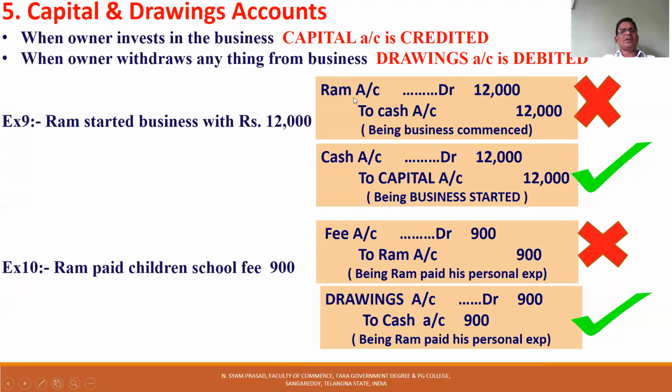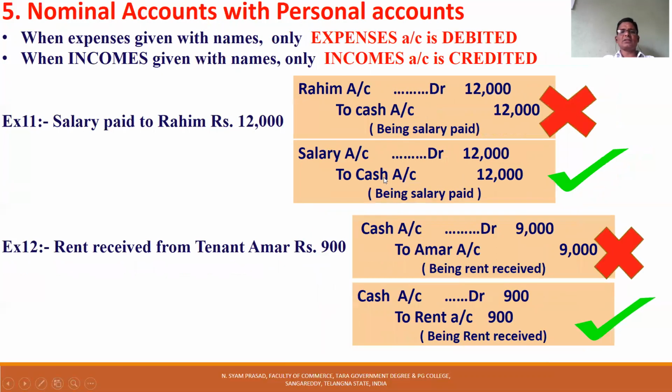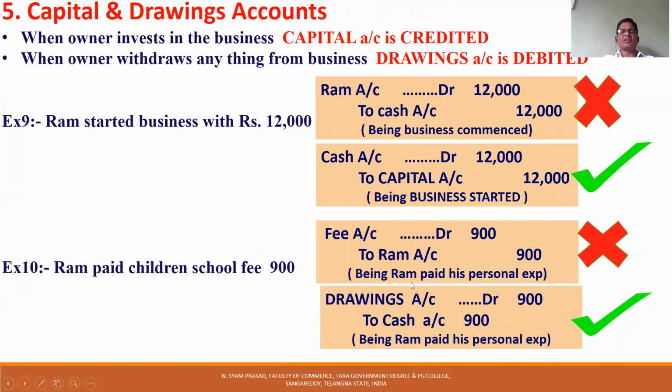Usually students make so many mistakes here, but you have to remember that when Rama started business with 12,000, there is a distinction between owner Ram and business. Business means we. Ram giving 12,000 to business means cash is coming in, and the giver, that is Ram, is credited. Here the giver's name is capital account, Ram capital account. Some people will write Ram capital account also. That is also correct. But students may commit so many mistakes here.